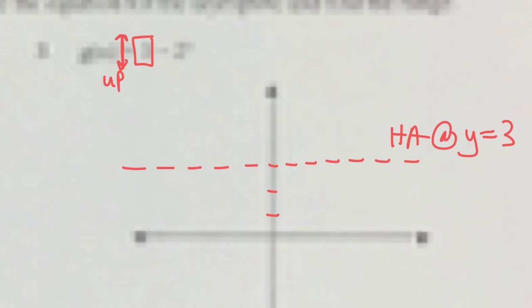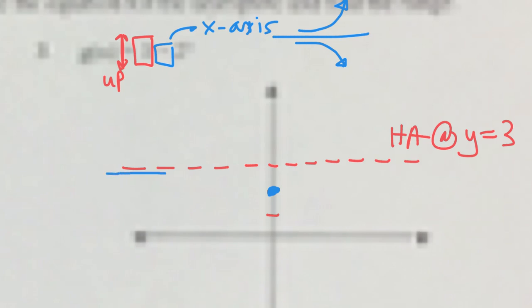Now this negative here means we're going to have an x-axis reflection. So where it normally grows up, right above the x-axis, our graph is going to be going down, which means our y-intercept is 1 unit below that horizontal asymptote. We start close to the left, we hit that point, and then we grow exponentially in the negative direction.